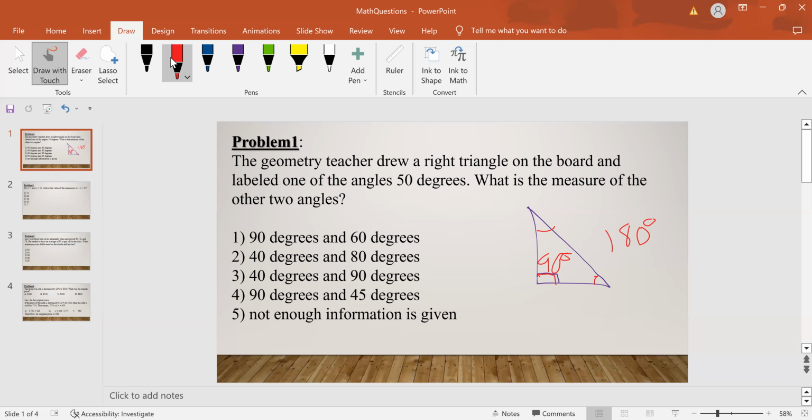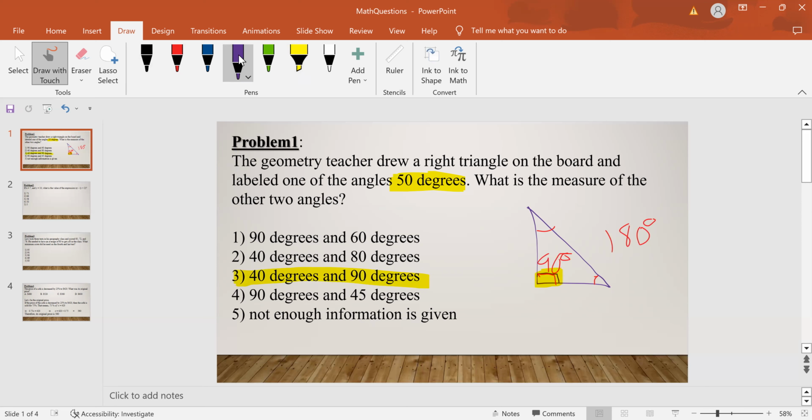So they help you. They say one angle is 50 degrees. Okay, it's a right angle. We have 90 degrees. Another angle is 50 degrees. So what's going to be the third angle? It's going to be 40 degrees. Therefore, the correct choice is number 3.